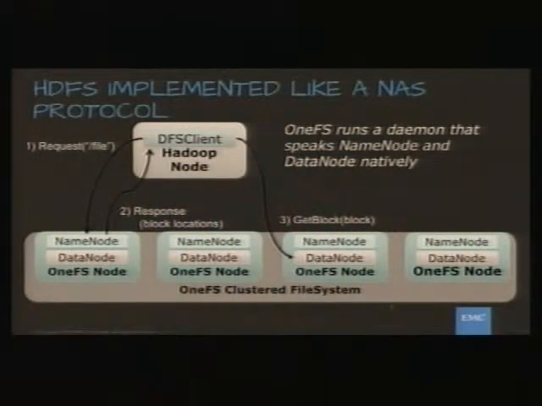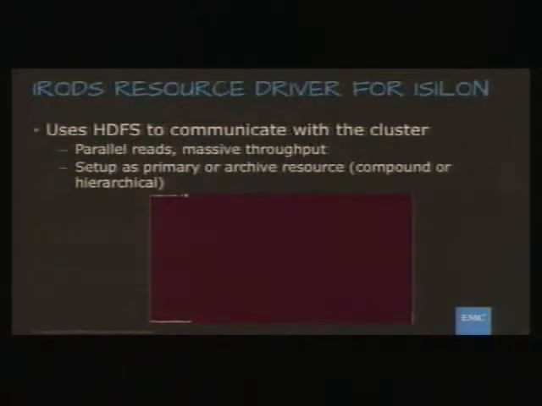Quick note: Isilon supports HDFS as a protocol. We are able to have both the name node and data node running on an Isilon cluster, serving data out from the data node. Keep that in mind for the next slide, which is that we built a resource driver for iRODS that utilizes HDFS to communicate with the cluster. The advantage this gives us is that we can do big parallel reads out of these clusters. It gives us great throughput numbers when we test it out. And you can set it up as a primary resource or as an archive resource.